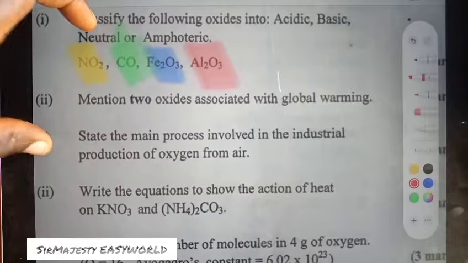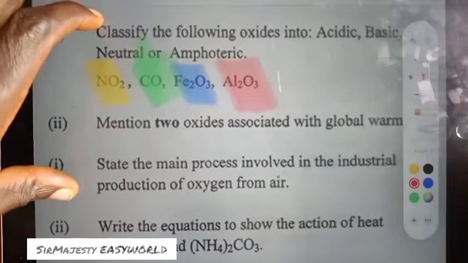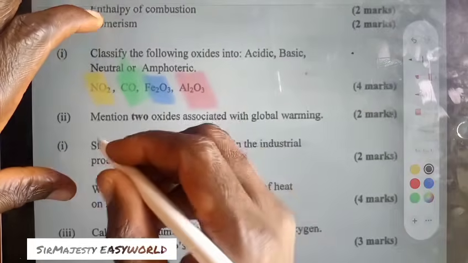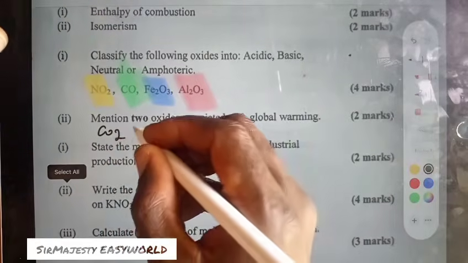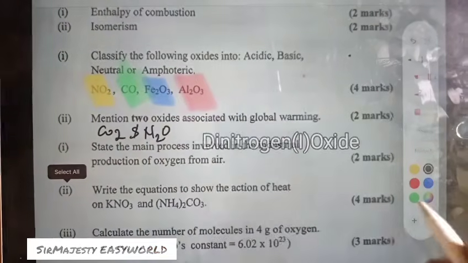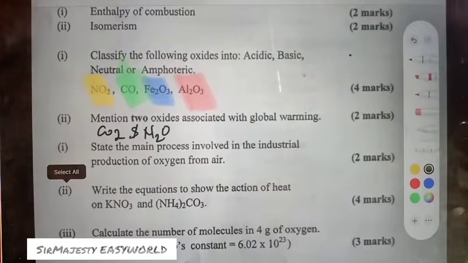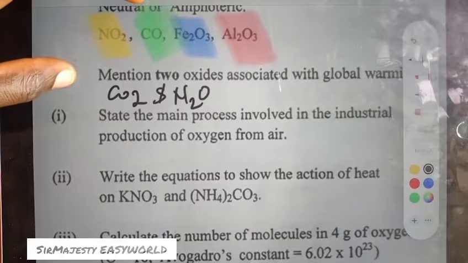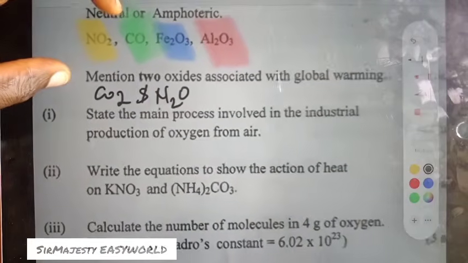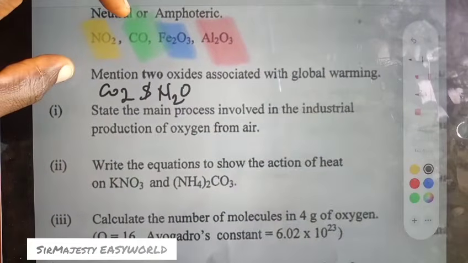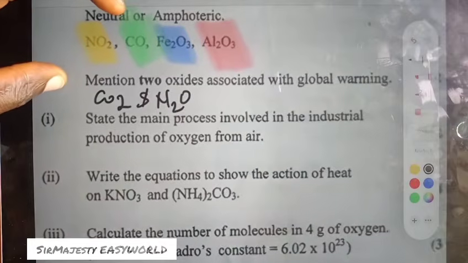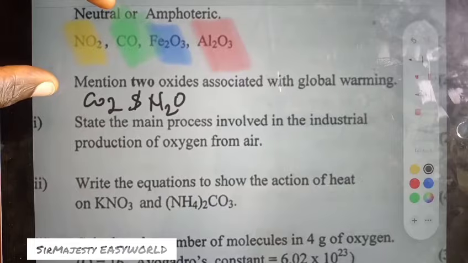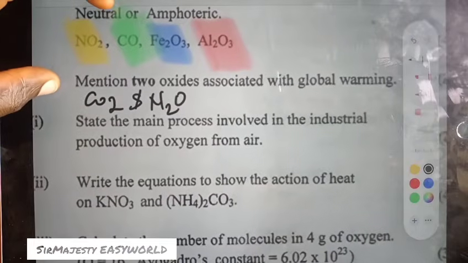Mention two oxides associated with global warming. In global warming, the chief one is CO2. We have the CO2 and the laughing gas, which is dinitrogen oxide, then methane, but methane is not an oxide. They said oxide. Okay, I think ozone might contribute, but it's not an oxide. So carbon(IV) oxide is the main greenhouse gas, followed by nitrogen(I) oxide. Remember, global warming is the increase in temperature of the air due to accumulation of greenhouse gases. That is gases that absorb heat, such as CO2 and N2O.